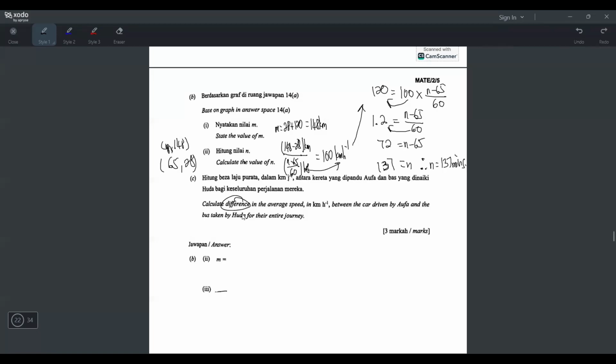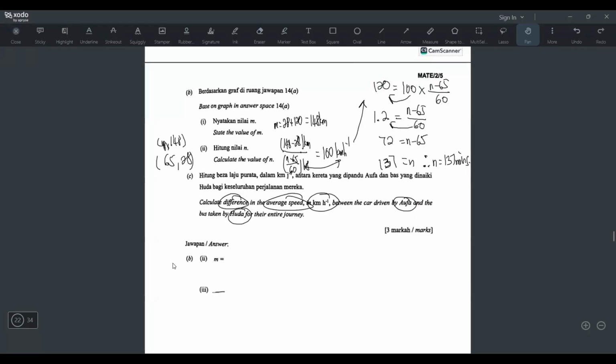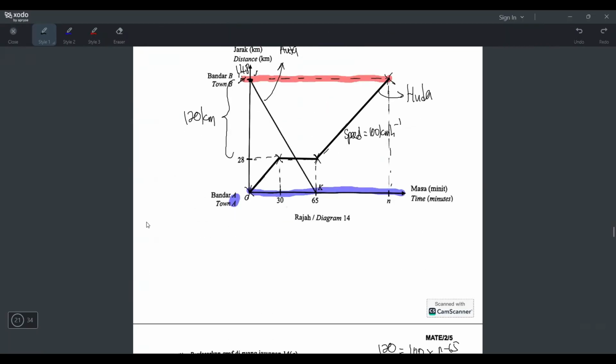When you see difference, it means you have to take the bigger minus the smaller. So calculate the difference in average speed in kilometer per hour between the car driven by Alpha and the bus taken by Huda for their entire journey. So I need to find the average speed for both of them. I will use this space down here to find the average speed, so the working I'll do it here.